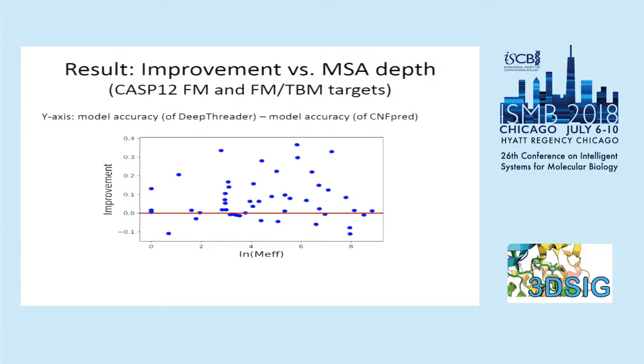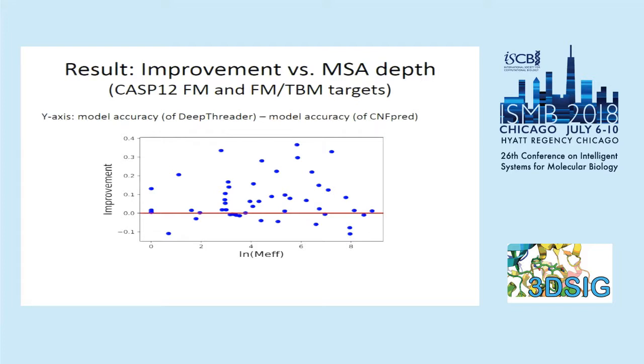Then we draw a picture to show you. The X in this picture is the log of the MSA depth, and the Y is the improvement. So from here you can see for most of the targets, we can improve the modeling accuracy, but also for some, DeepThread works worse. And especially when you don't have too much information, in this region, sometimes it's hard to say if you can improve or not.